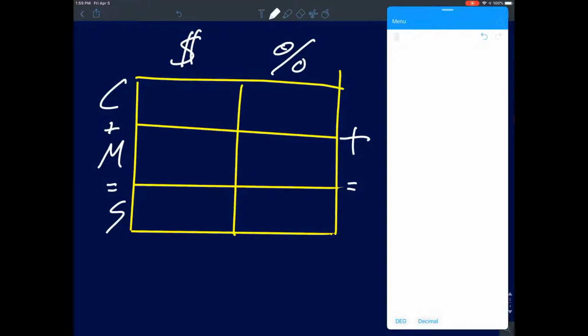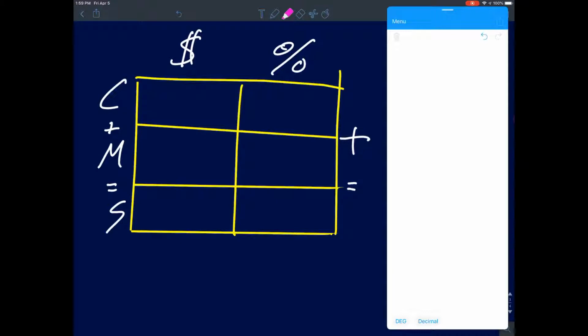All right. The first two parts of Chapter 9 are about markup and markdown. Pretty easy concept to wrap your head around if you picture yourself as the person in business buying shoes and selling them in retail, or T-shirts, whatever it might be. You buy a lot of something and you mark it up a certain percentage and then you sell it for a profit. And that's where this equation comes in. This equation here, C plus M equals S. This is your cost plus your markup equals your sale price.